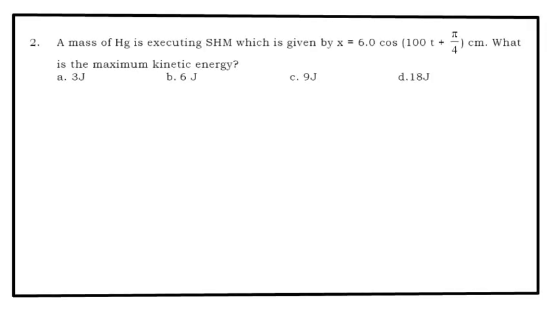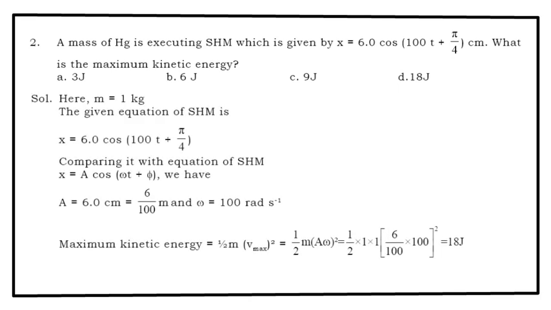Problem number 2. A mass of 1 kg executing SHM is given by x is equal to 6 cos(100t plus pi by 4) centimeter. What is the maximum kinetic energy? Options are given in front of you. Now m is equal to 1 kg. See the solution. The given equation is SHM, x is equal to 6 cos(100t plus pi by 4). Comparing it with the equation of SHM, x is equal to a cos(omega t plus phi), we have a is equal to 6 centimeter, that is 6 upon 100 meter. Omega is equal to 100 radians per second.